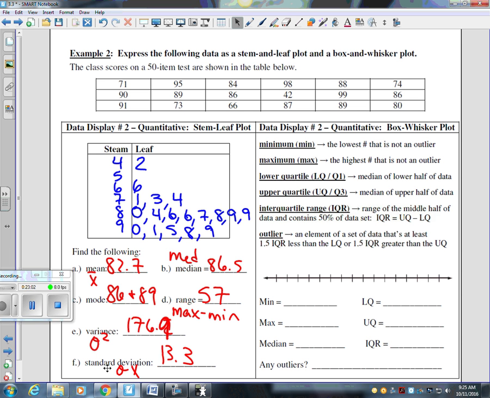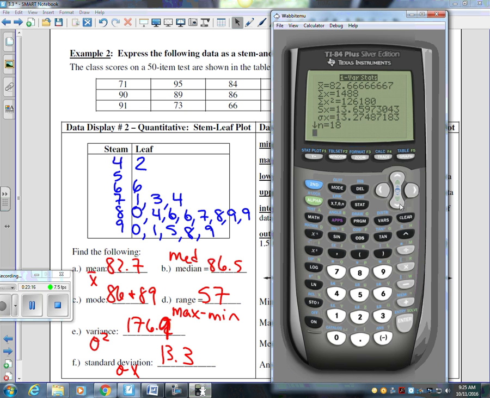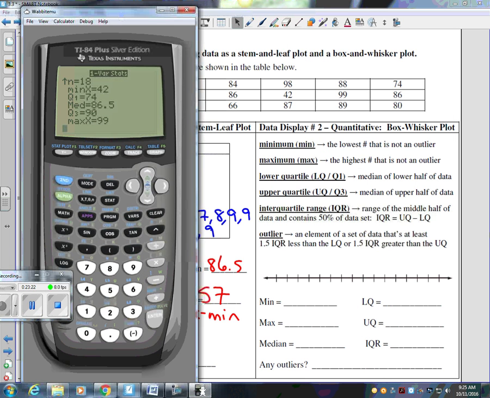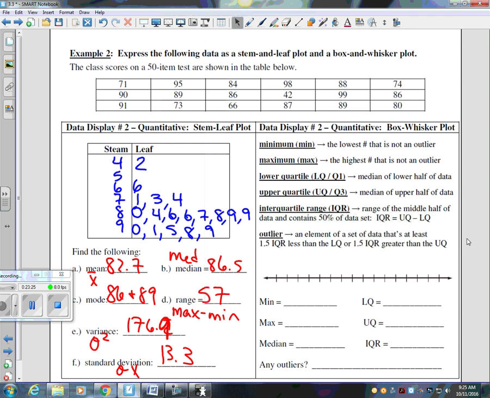Last thing we're going to do is a box and whisker plot. You already have these numbers in your calculator, so let's just go ahead and use them. What does the calculator have for the minimum? You got to scroll down. On the calculator, you scroll down, and it has the minimum right there, MIN. So it's got 42. LQ, I'll always refer to that as Q1. So that will be Q1, the first quartile. They're using LQ for lower quartile, but Q1. What do y'all have for Q1?